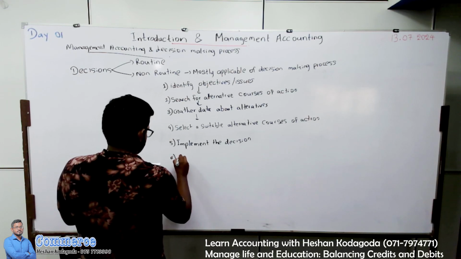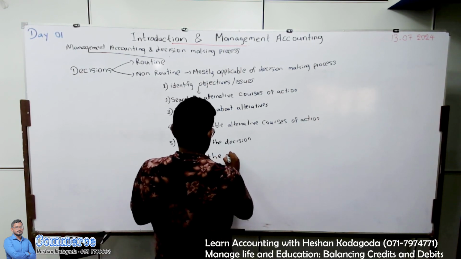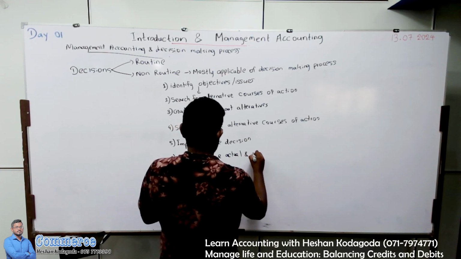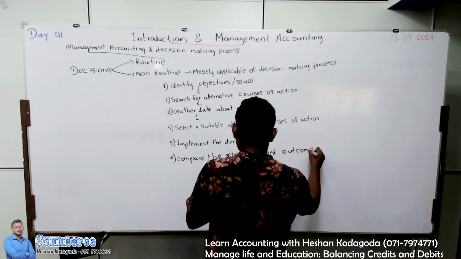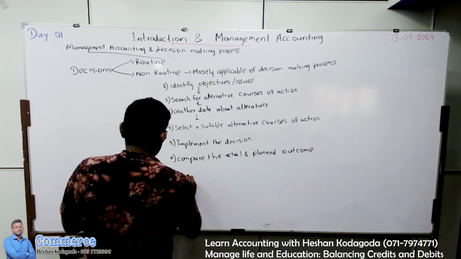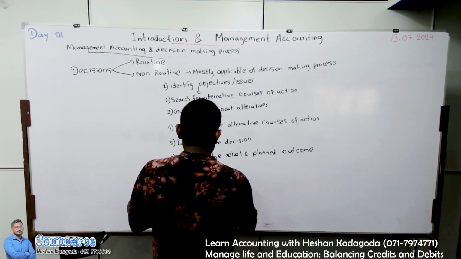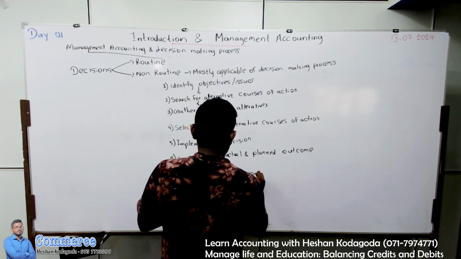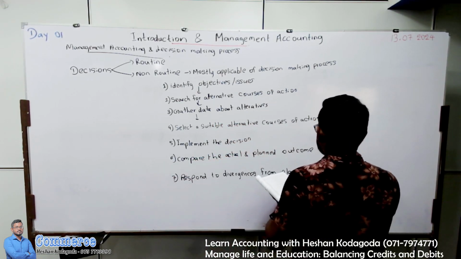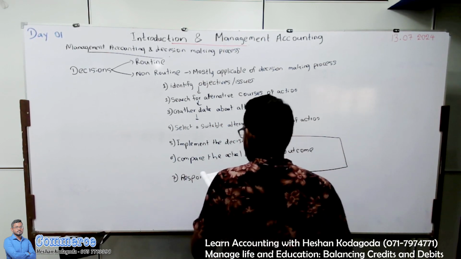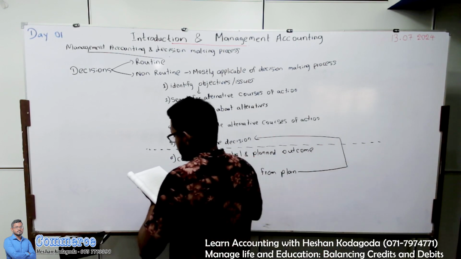Number 6, compare the actual and planned outcome. Number 7, respond to divergences from plan. This can also come here, and this is the stage where we separate from here to here.